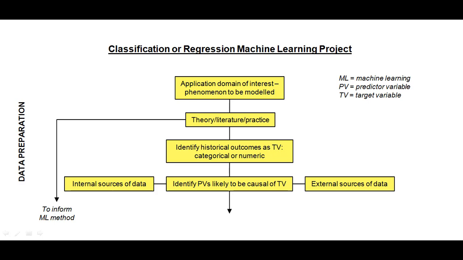Data preparation. Successful machine learning requires the right data. Prime amongst these for classification and regression is a target variable that is essentially a set of historical outcomes, either categorical or numerical, that are to be correctly predicted by the machine learning model. Also required are a number of predictor variables that are likely to cause the target variable. Which variables to choose is likely to be influenced by current understanding of the phenomenon from theory, the literature, and current practice. Predictor variables may come from internal transactions data or from open external sources.